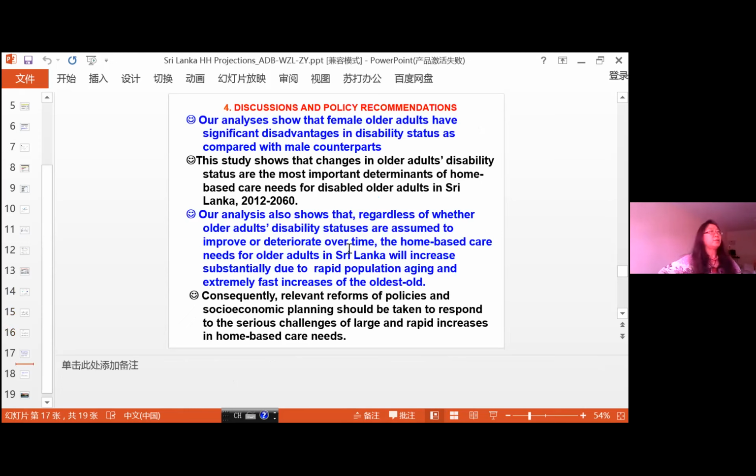Okay, so our analysis shows that female older adults have a significant disadvantage in disability status as compared with their male counterparts. This study shows that changes in older adult disability status are the most important determinants of home-based care needs for disabled older adults in Sri Lanka. Our analysis also shows that regardless of whether older adults' disability status is assumed to improve or deteriorate over time, the home-based care needs for older adults in Sri Lanka will increase substantially.